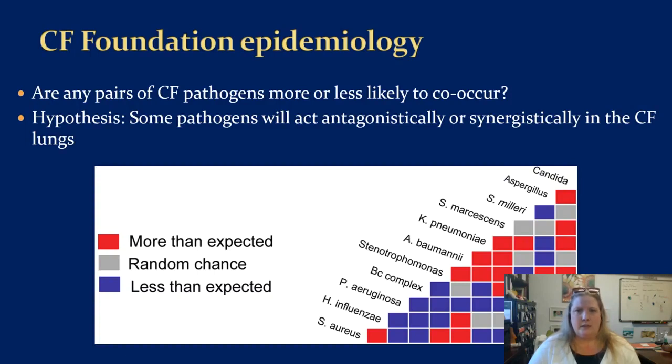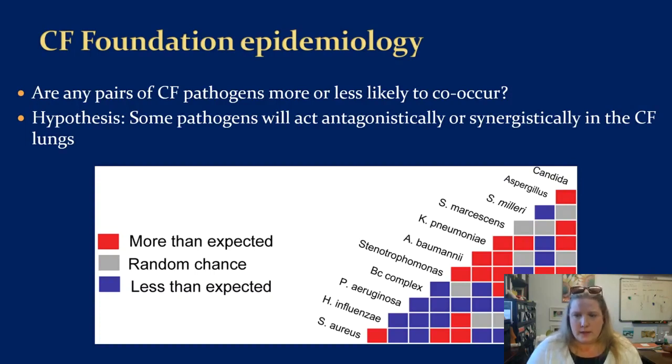So I'm going to show you a statistical analysis of the data sets. We basically asked, are there any pairs of CF pathogens that are more or less likely to co-occur? You couldn't just ask this using raw data, because some of our pathogens are far more prevalent than others. So you have to ask, given their overall prevalence in the population, when these things are found together in the lung, is that more commonly expected compared to random chance, or less commonly, or equal to random chance?